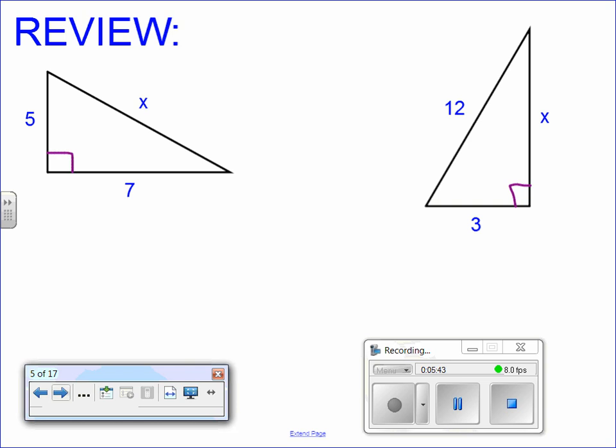Exactly. We would not use sine, cosine, or tangent because we're not working with the angles at all. We'd use the Pythagorean theorem. I'm actually going to give Spencer a ticket for figuring that out and even using the words Pythagorean theorem.